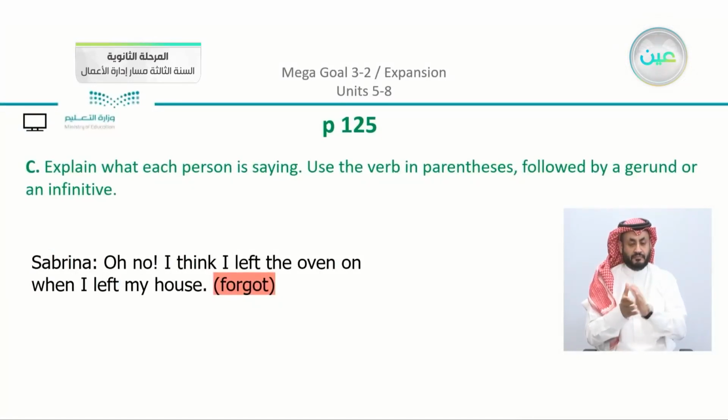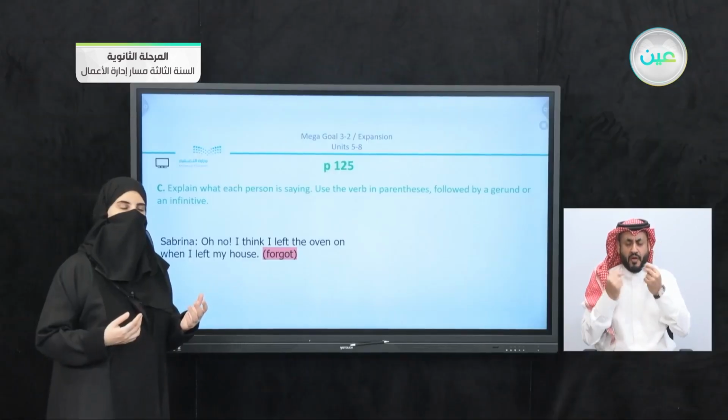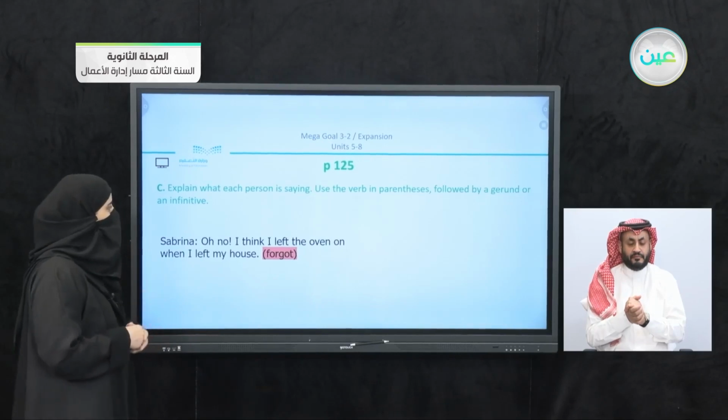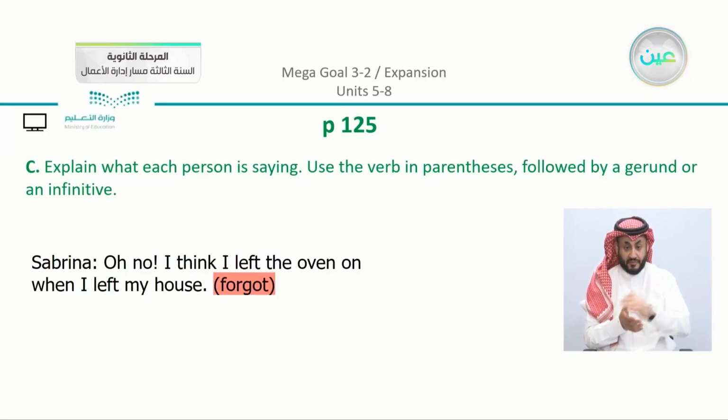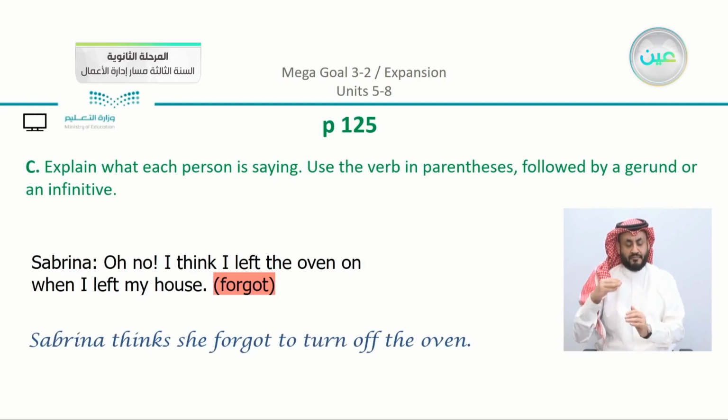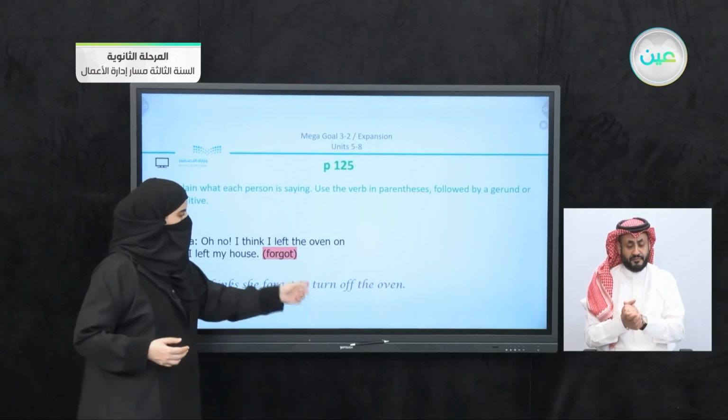Now, we are going to move on to the second page, which is 125. We have here C. Explain what each person is saying. Use the verb in the parenthesis followed by a gerund or an infinitive. We did study in Unit 6 about gerunds and infinitives. Just to recall here, Sabrina said, oh no, I think I left the oven on when I left my house, and they put between brackets in the book the word forgot. We can here write the sentence, Sabrina thinks she forgot to turn off the oven. Now, just to recall, we have here the verb forgot, and we have here to turn.